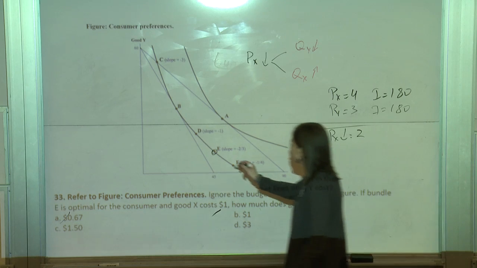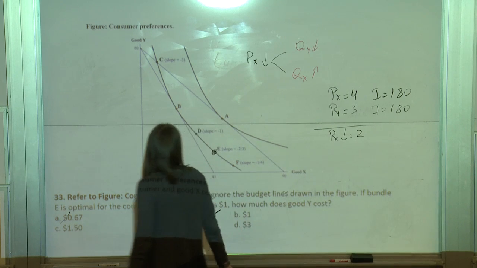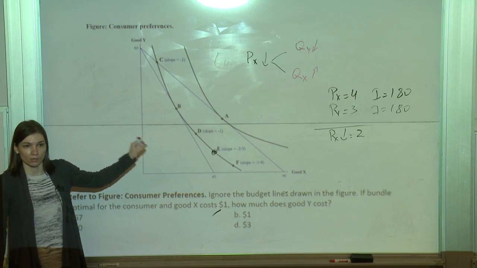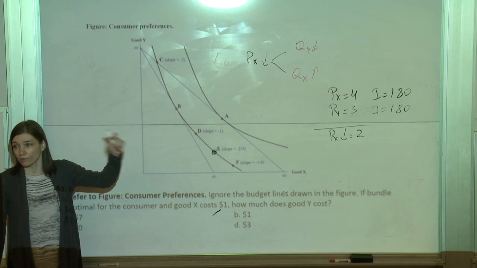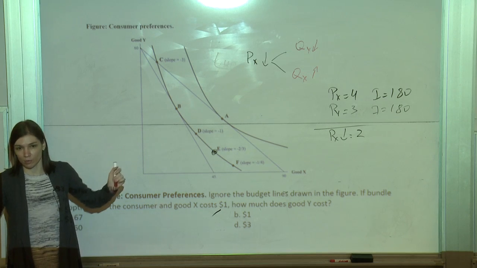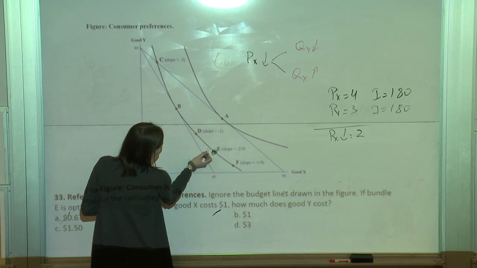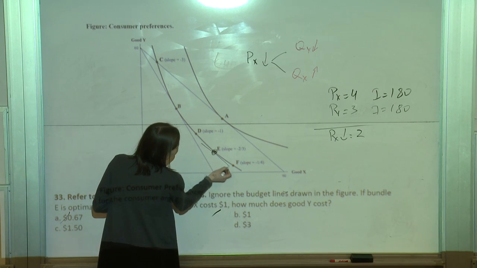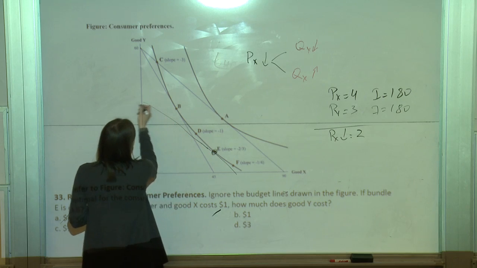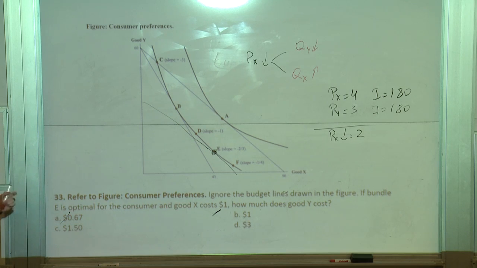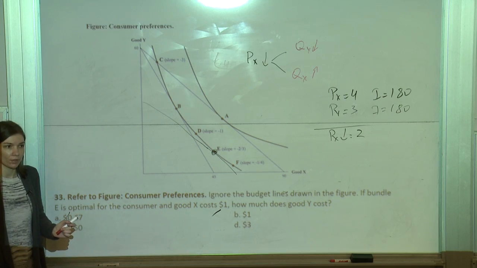All right. So we know that if this is the optimal bundle, then that must be where the indifference curve is tangent to the budget line, whatever the budget line is, right? It says to ignore the given one. So the budget line is going to be, where? Somewhere here. Something like that, right? What else do we know about the optimal bundle?